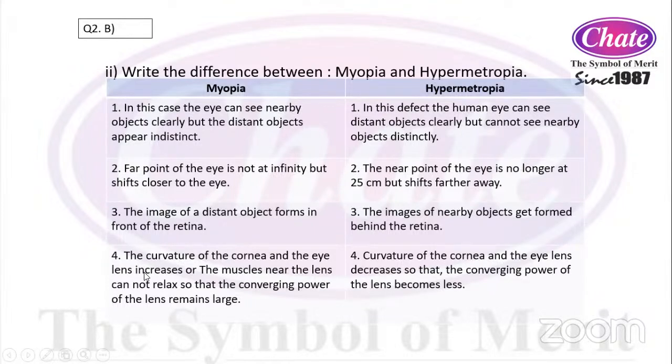Now, the next thing is the curvature of the cornea and the eye. The next point is about why this defect occurs. In myopia, it occurs due to the curvature of the cornea and the eye lens increasing, and the muscles near the lens cannot relax, so the converging power of the lens remains large. And in hypermetropia, the converging power of the lens becomes less because the curvature of the cornea and eye lens decreases. So this is one of the points for the differences.